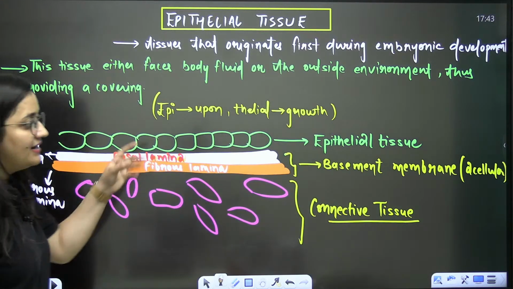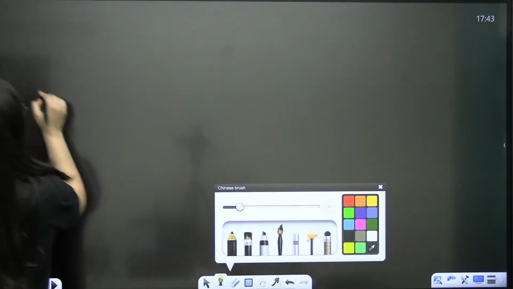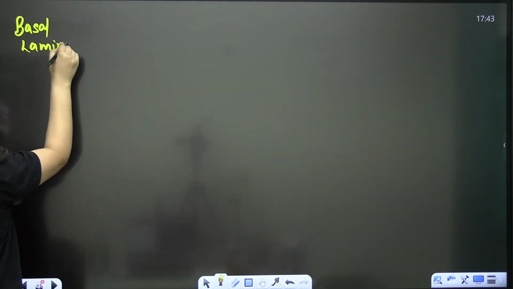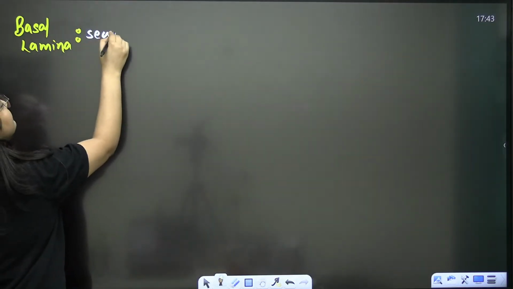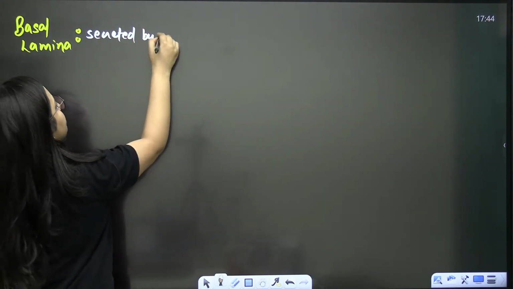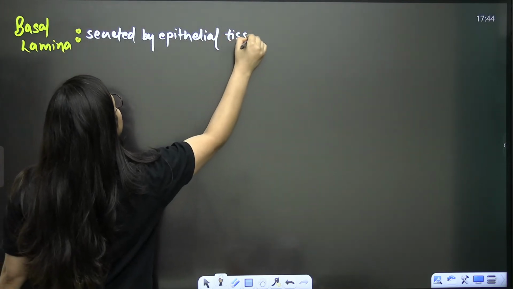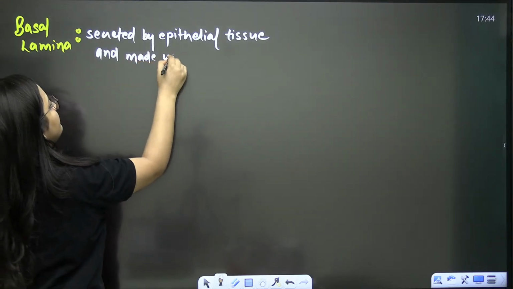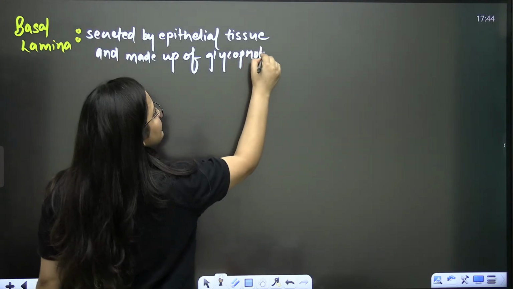Now, as I said, this is acellular. The basal lamina is secreted by the epithelial tissue and made up of glycoproteins. So obviously no cell is present there. So 110% it is acellular.